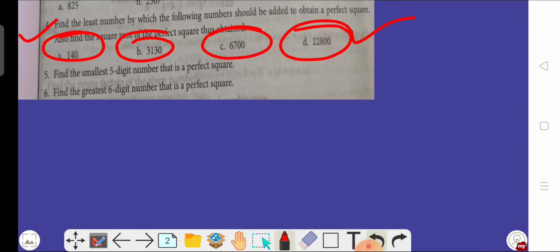Okay beta. In the previous question we had to find the number such that we can subtract it from the given number to obtain a perfect square. But in this case we have to find a number such that we can add this number to the given numbers and make them perfect squares.